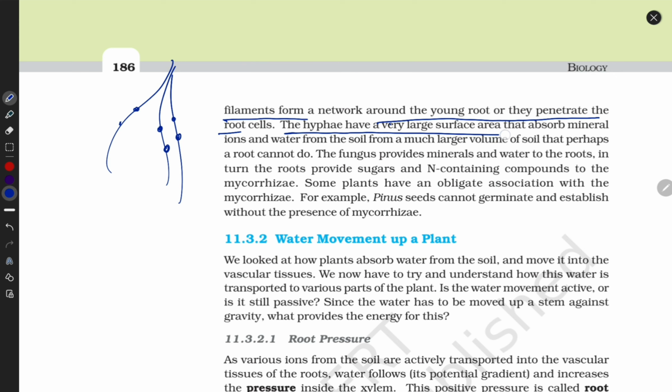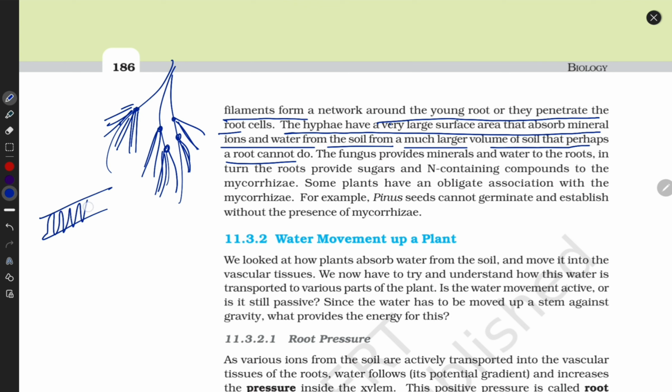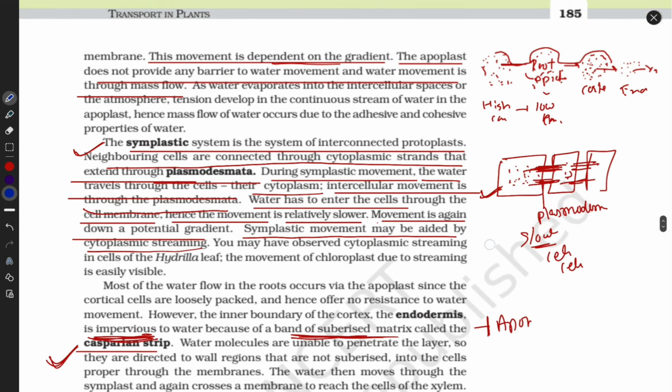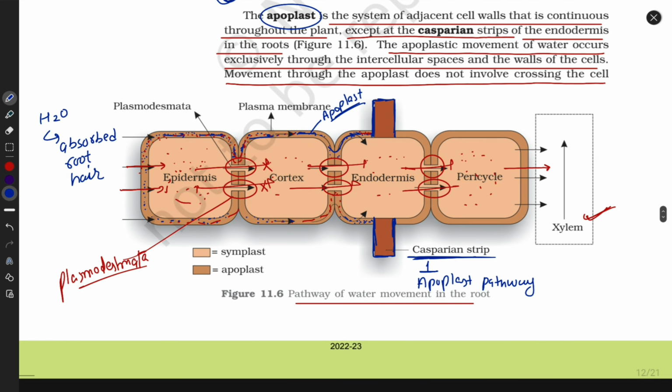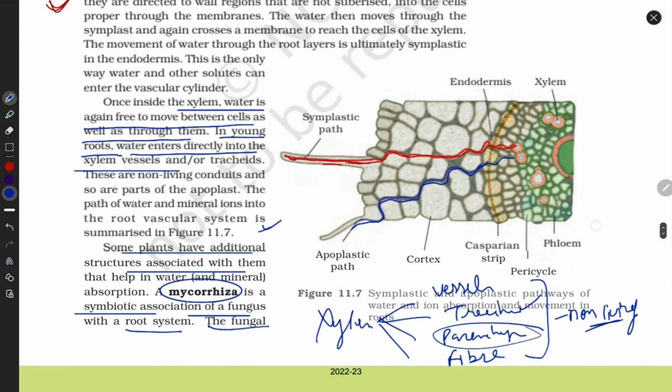The hyphae have a very large surface area. They absorb minerals, ions, and water from a much larger volume of soil than a root perhaps can. Means they are located where the root can't reach, so they absorb water and minerals because they have hyphae. They provide mineral water to the root. So this is a brief summary of the pathways of water movement in roots, by the apoplast pathway and by the symplast pathway.